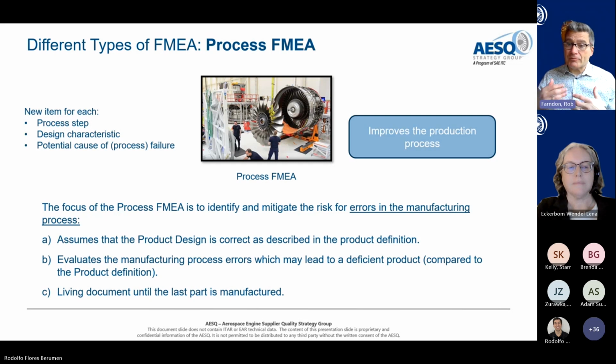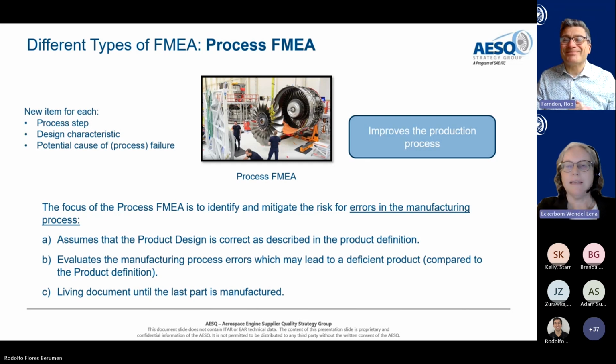So we're going to use it to evaluate every process step within the manufacturing process and look at how it realizes all those design characteristics that we have in the product definition. And we're going to look for potential causes of failure of the process to deliver that specification accurately. And again, we're trying to mitigate those and minimize them so that we don't pass a fault further on.